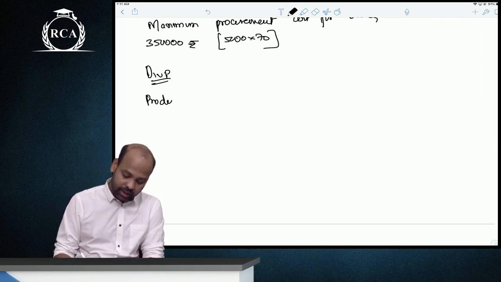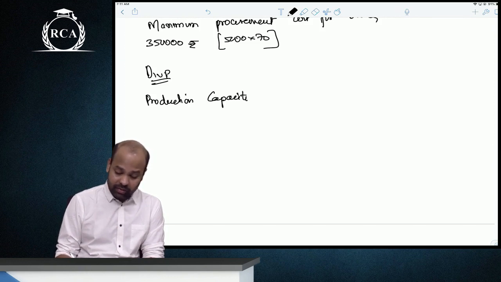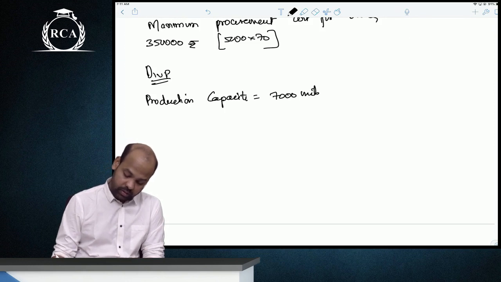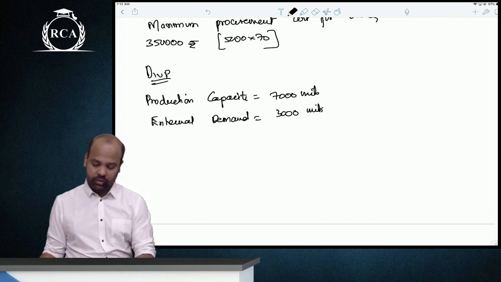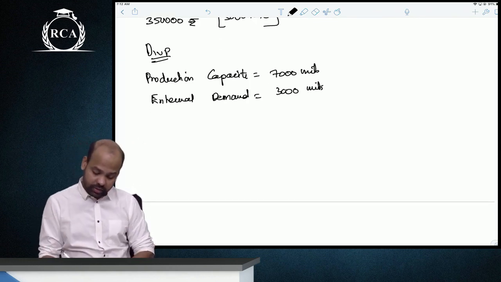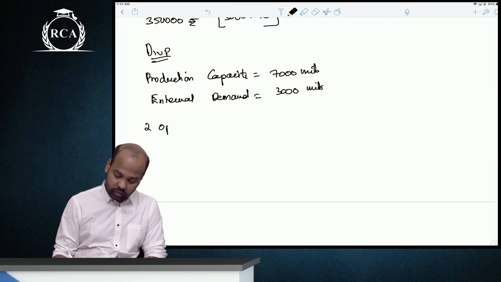Now, if you talk about division P, beta, please understand, guys. Production capacity, guys, of division P, beta, is 7000 units. Correct, sir? External demand, beta, is 3000 units. No doubt about it, guys, that they will transfer. External demand is 3000 units. 2 options are available, guys.